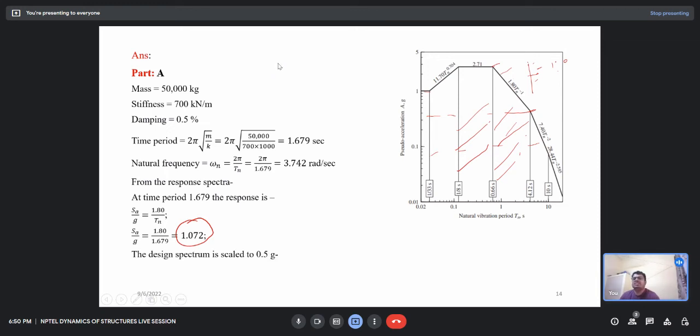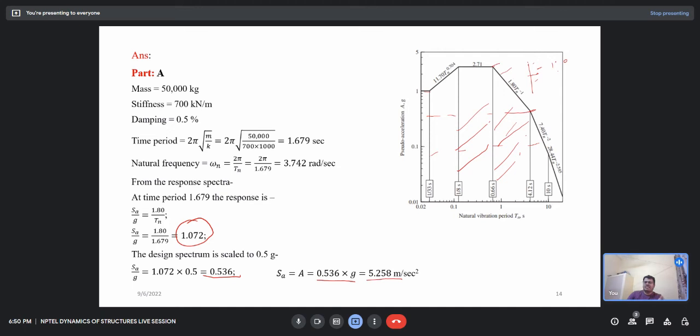Now we are given in the question that the design spectrum is scaled to 0.5 g, so I need to multiply it with 0.5. So my SA by g becomes 0.536. Now if I have SA by g, I can calculate the spectral acceleration: 0.536 multiplied with g, which comes out to be 5.258 meter per second square.